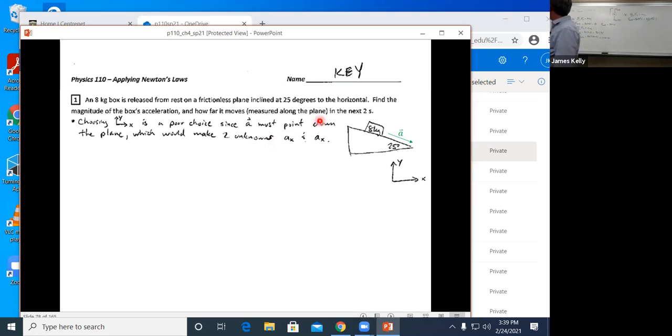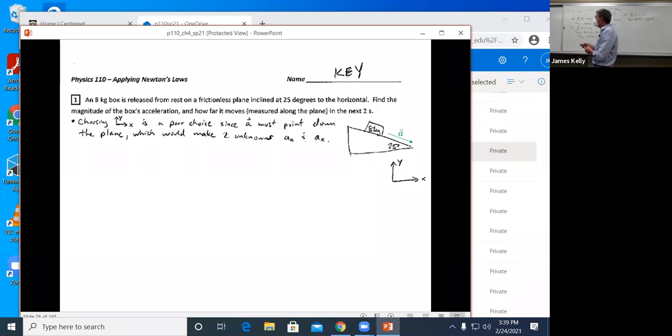It's in green there, but choosing this is a poor choice because I know the acceleration points down the ramp when I let it go. That means if I want to know the acceleration, I'm going to need to figure out what AX is, and then figure out what AY is, and then take the square root of the sum of the squares to get the magnitude of the acceleration, which was what was asked about in this problem. I'm just making more work for myself.